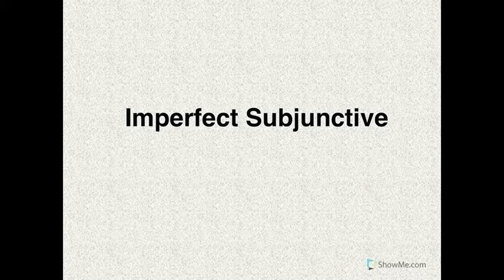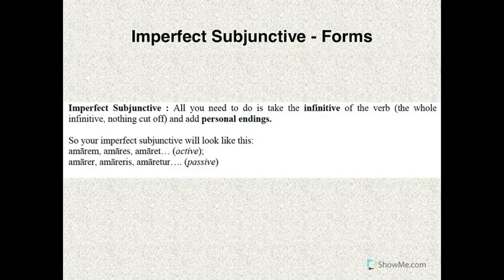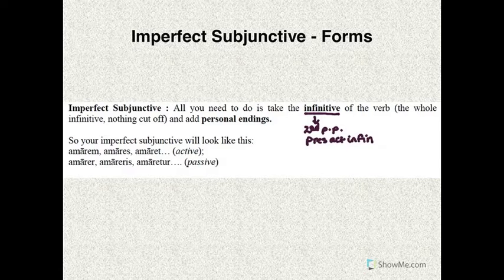Today we're going to learn the imperfect subjunctive. In order to form the imperfect subjunctive, all you need to do is take the infinitive of the verb, and by this I mean the second principal part, or the present active infinitive. Then we take the entire infinitive, we don't remove anything, and we add on the personal endings.